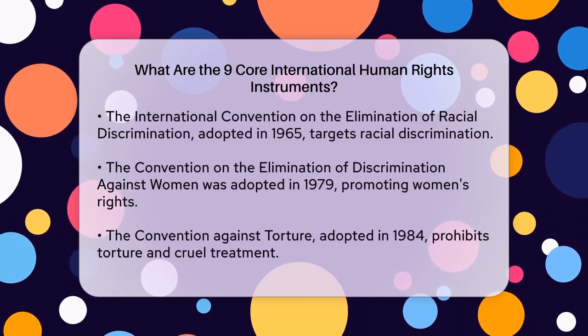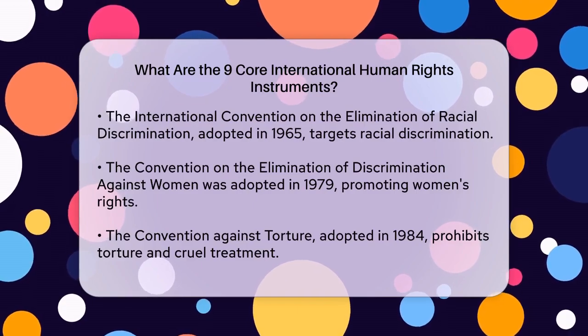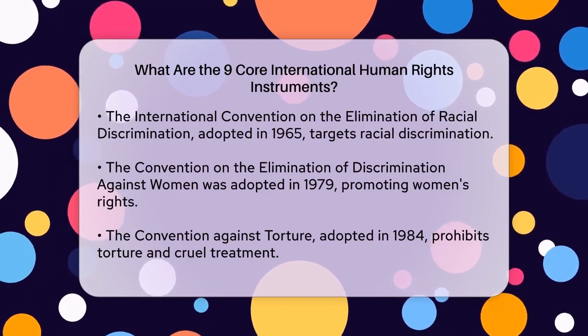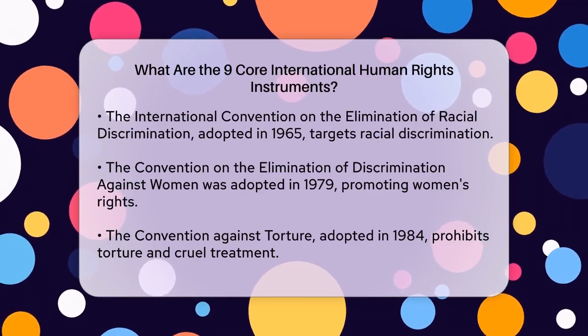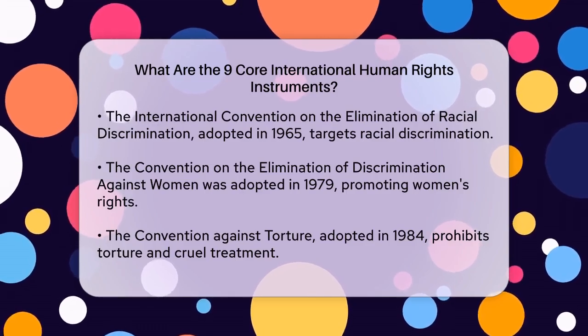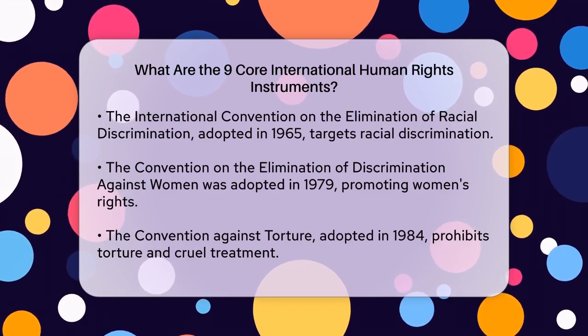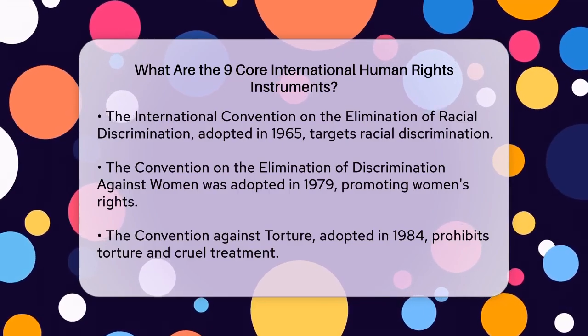The Convention on the Elimination of Discrimination Against Women, adopted in 1979, focuses on eliminating discrimination against women in all its forms. It ensures women's equal rights in areas such as education, employment, and healthcare.